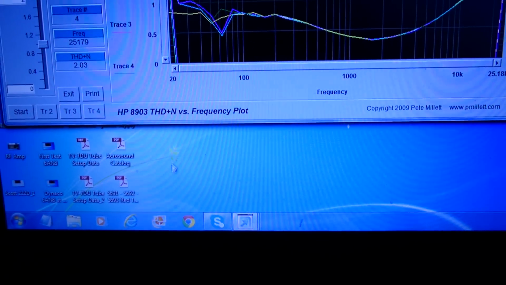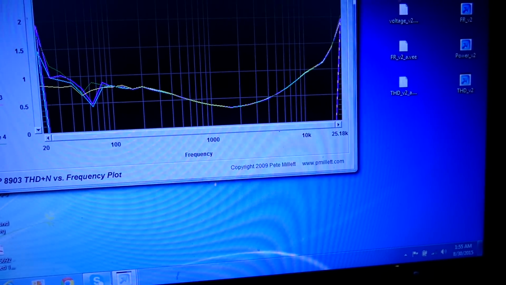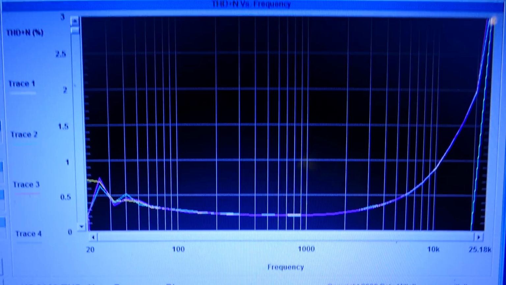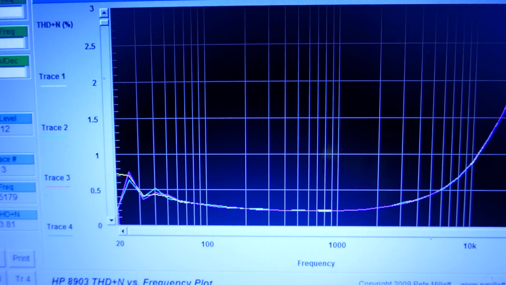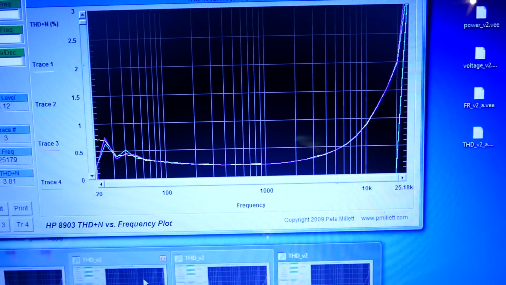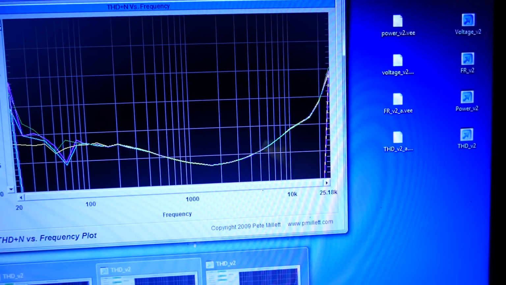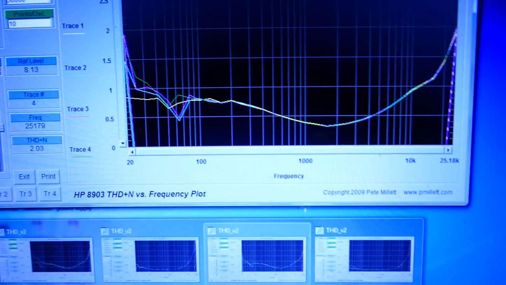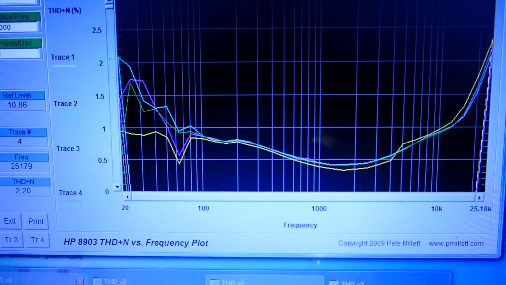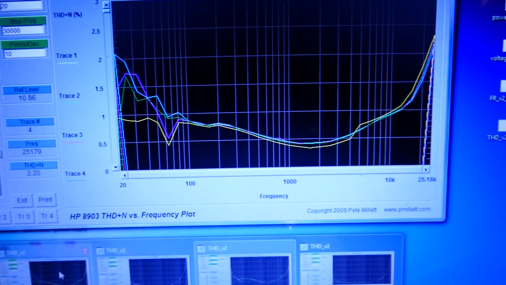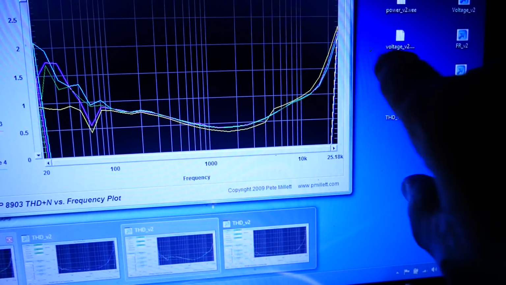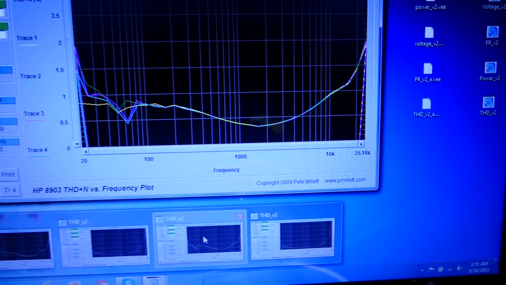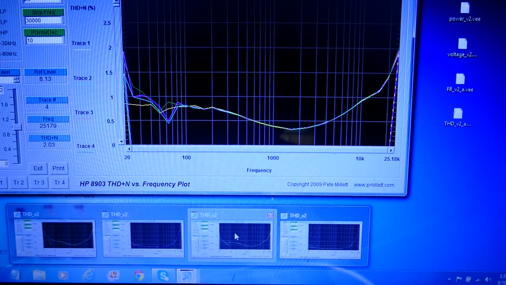Darn it. I've got to see what I'm doing here. Sorry. There's the old ones again. See, they're consistent. There's the old ones. And there's the old ones. And here's the new ones. The low end is just horrible. It's just terrible. And then there's the new ones again. So I've run each one 8 times.